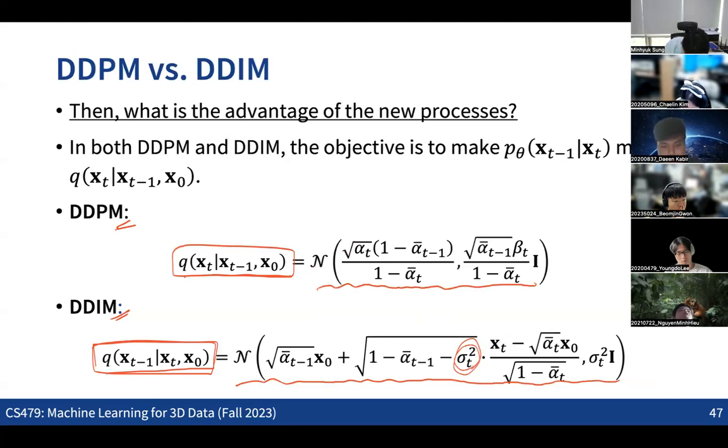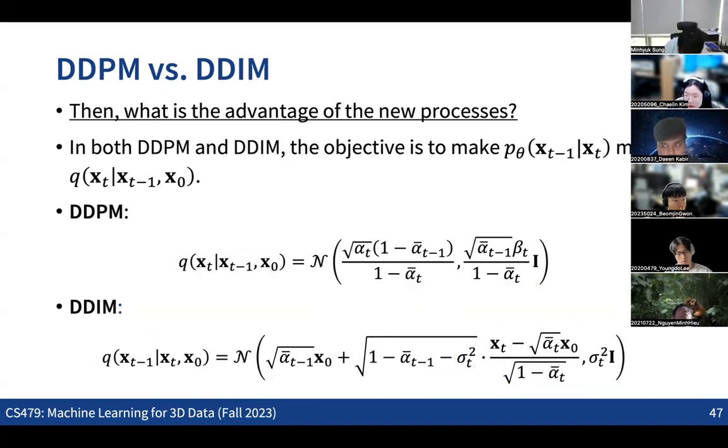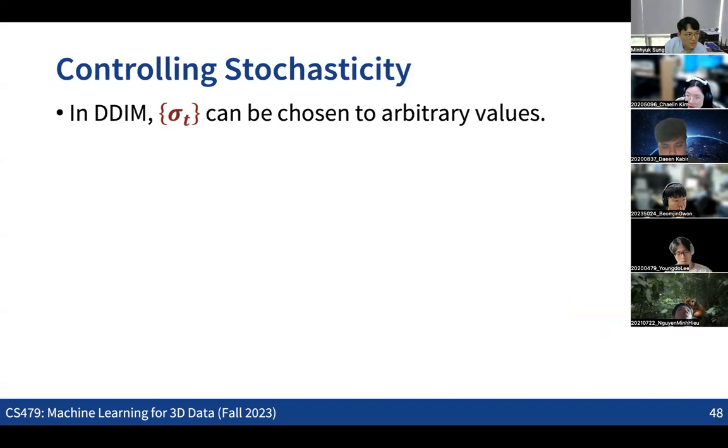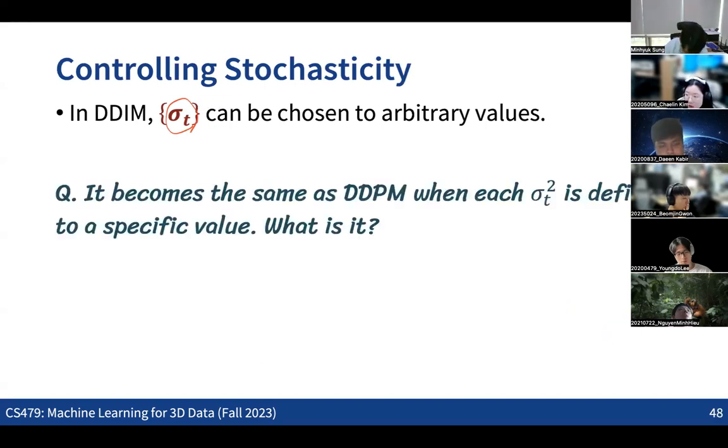One quick question: we have the new parameters here, and in the DDIM process we can choose this sigma term as we want. Can you make this DDIM process exactly the same as DDPM by just choosing the right numbers for this sigma here?